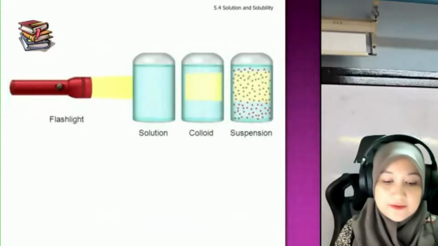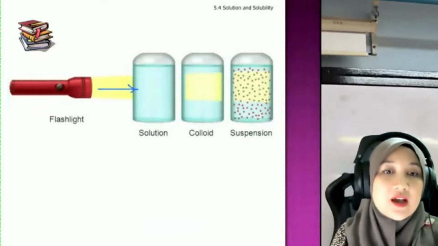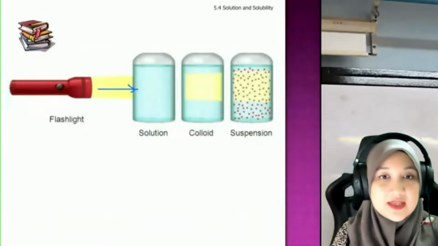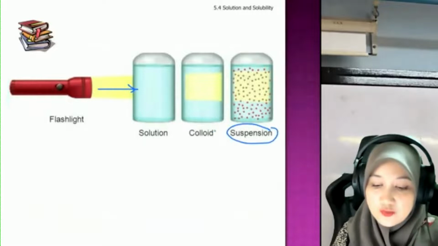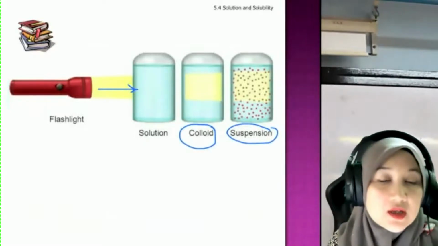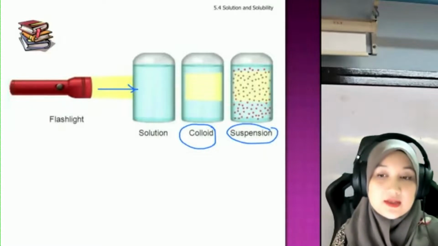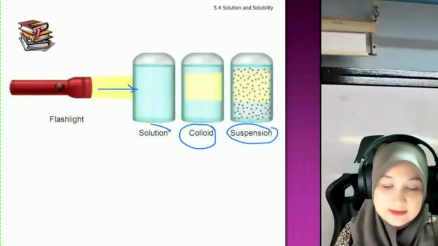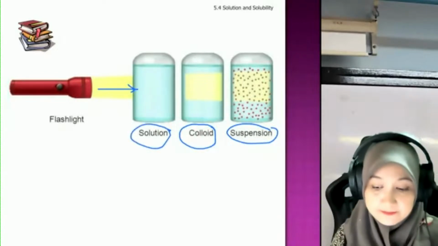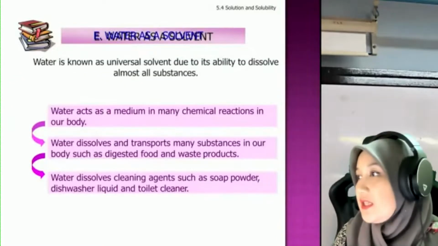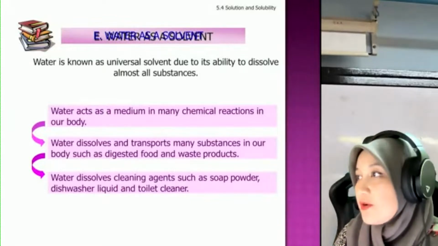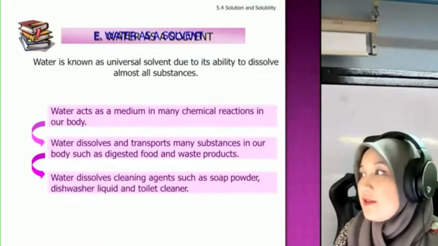If the flashlight is passed through the three types, you can see that colloid and suspension won't allow the flashlight to go through, as solution can. All right, so these are the differences. Okay, so let's continue. Thank you very much to those who responded to the comparison of solution, suspension, and colloid.